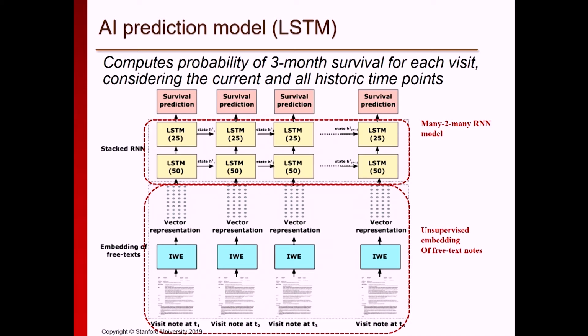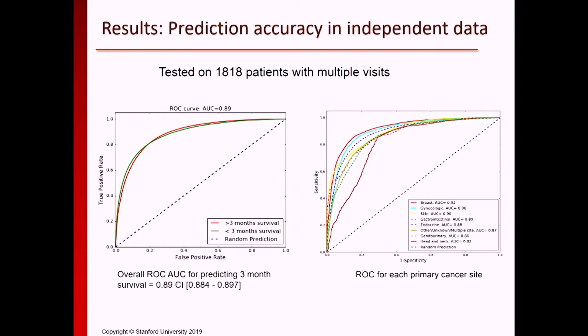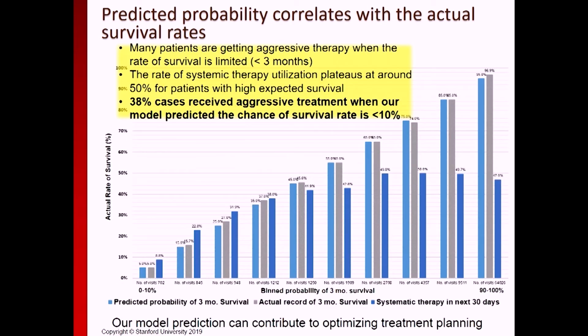And the goal then is if the patient comes in, they have prior visits, then we can make a prediction at this time point, will they survive more or less than 3 months? And this is the performance of it. You can see the models perform incredibly well, more than 3 months survival versus less than 3 months survival, 0.89. And clinician accuracy of this is on the order of 0.7.